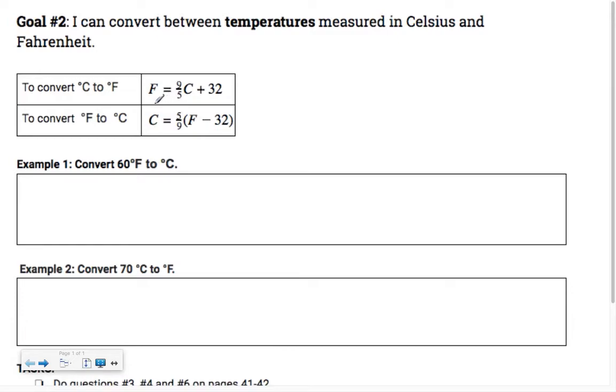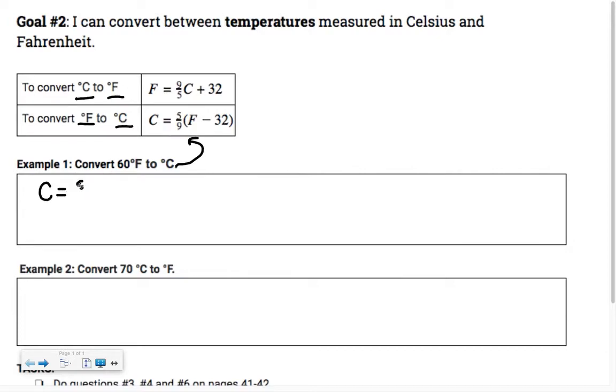So if we look at the first one, if we have degrees Celsius and we want degrees Fahrenheit, we're going to use this equation. If we have degrees Fahrenheit and we want degrees Celsius, we're going to use the second equation. So if we want to convert 60 degrees Fahrenheit to degrees Celsius, we're using this equation here. We have degrees Fahrenheit and we're looking for degrees Celsius. So I'm plugging this equation in.